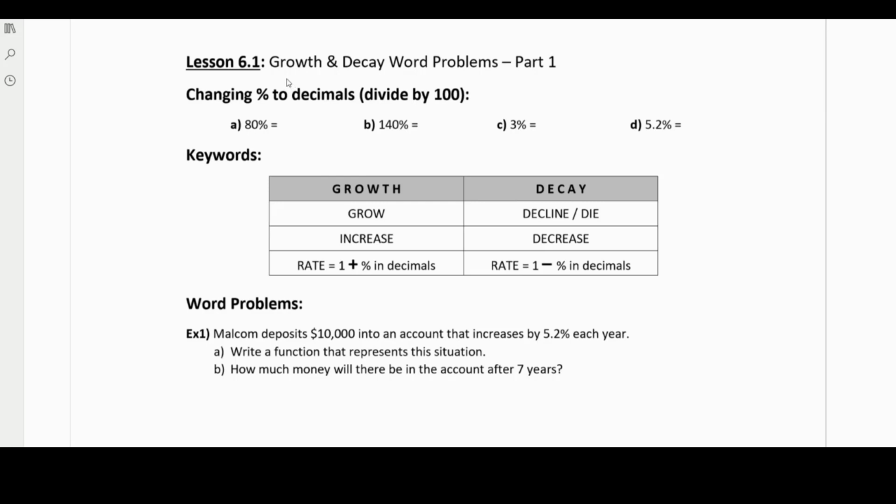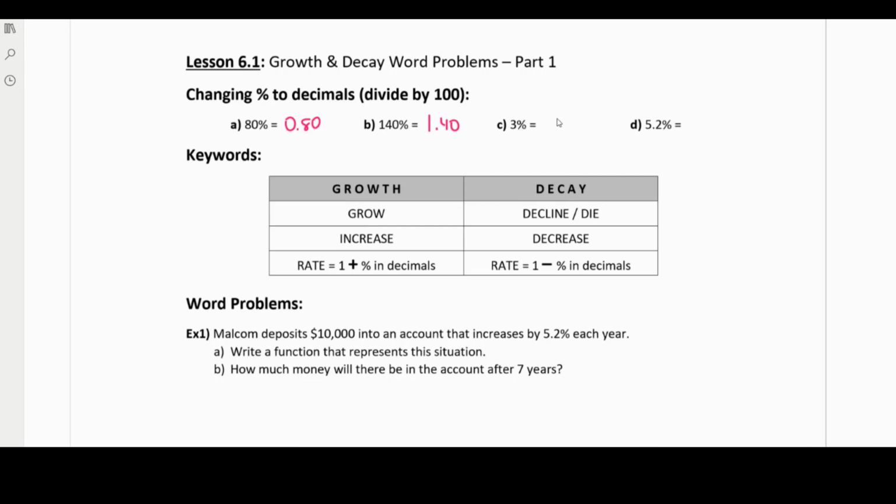Hello and welcome. This lesson is going to be about growth and decay word problems, part 1. First thing that we're going to do is learn how to change percentage into decimals. It's very simple. All you have to do is divide it by 100. So on the calculator, you can just do 80 divided by 100, and what you get is 0.80. And then if you divide 140 by 100, you get 1.40.